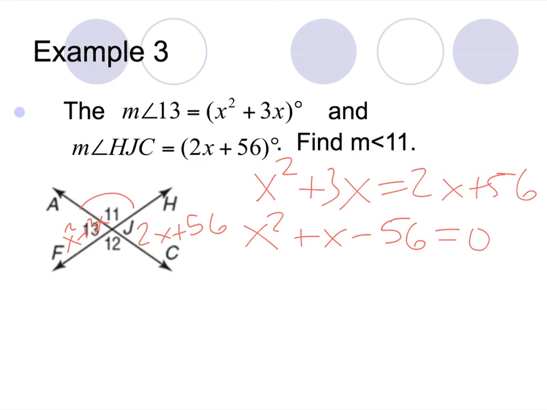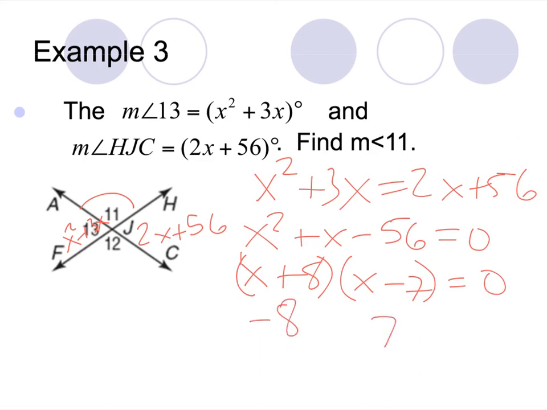Function, factor, fraction. America. Alrighty, so what multiplies to negative 56 and adds to 1? I believe that would be 8 and 7. Woo! So if I solve for x, I get negative 8 and I get positive 7.